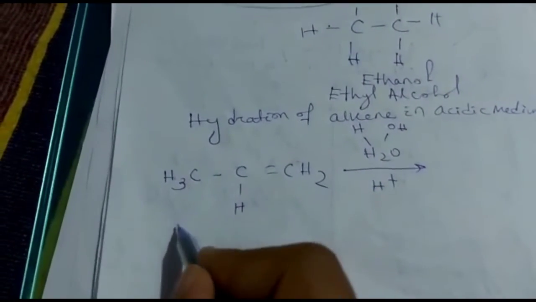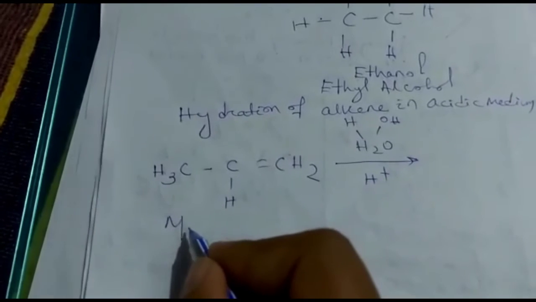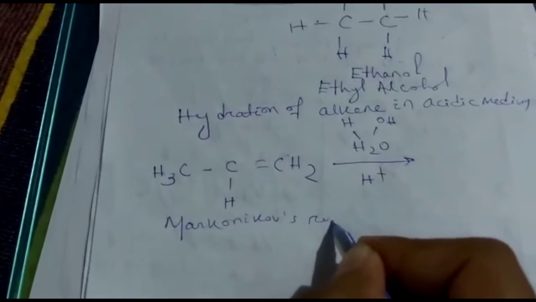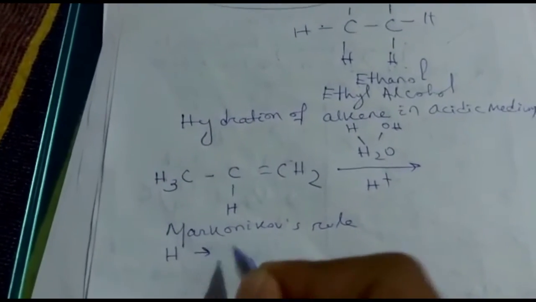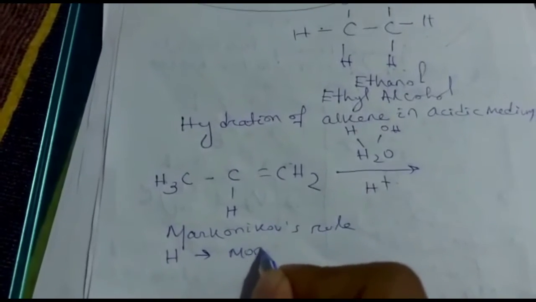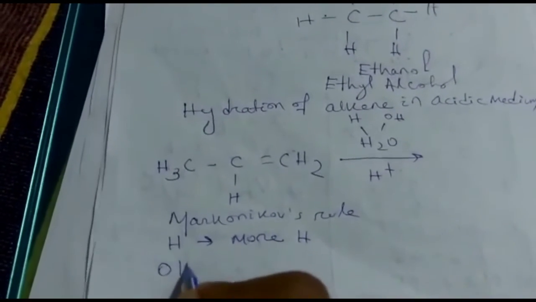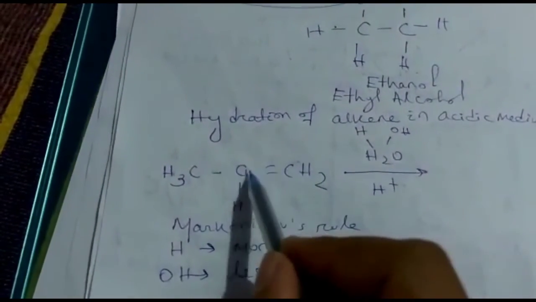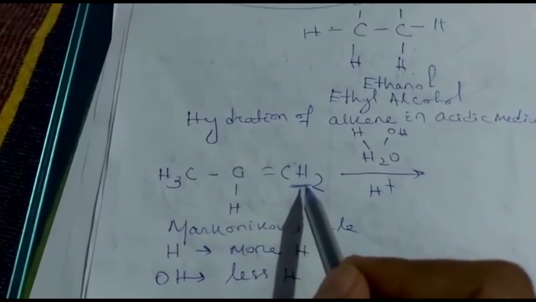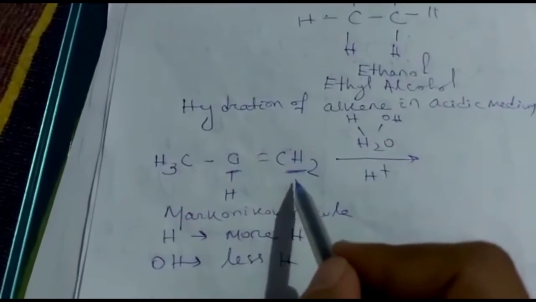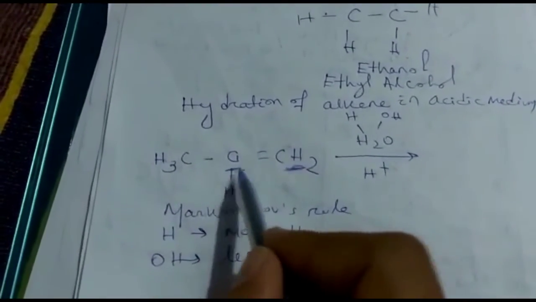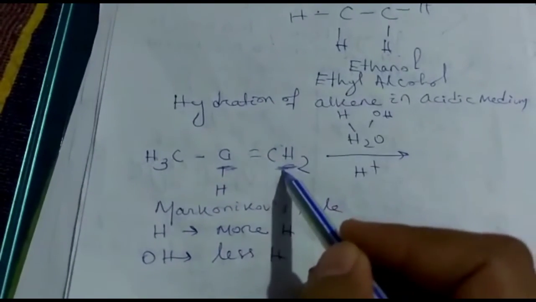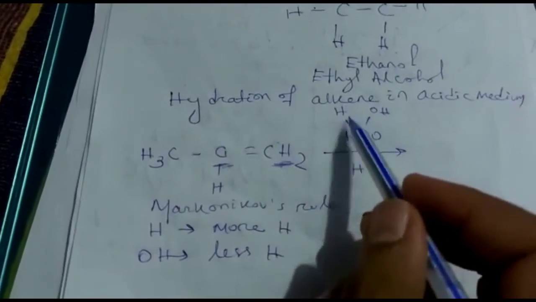Here you have to use the previous one from haloalkane and haloarene, that is Markovnikov's rule. That means hydrogen will attach to the carbon with more hydrogens and OH will attach to the carbon with fewer hydrogens. In between the two carbons of the double bond, here the hydrogen count is 2 and here the hydrogen count is 1. So this one has more hydrogens, this one has fewer hydrogens. So on the carbon with fewer hydrogens, OH will attach. On the carbon with the maximum number of hydrogens, the hydrogen will attach.